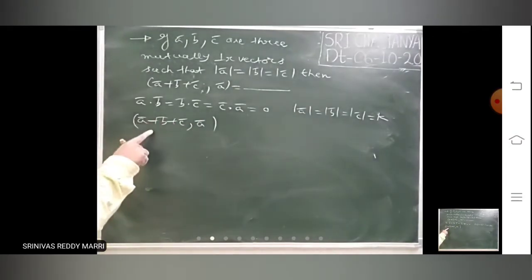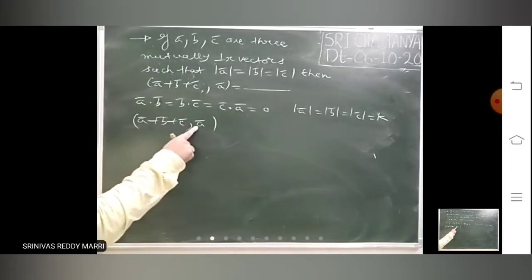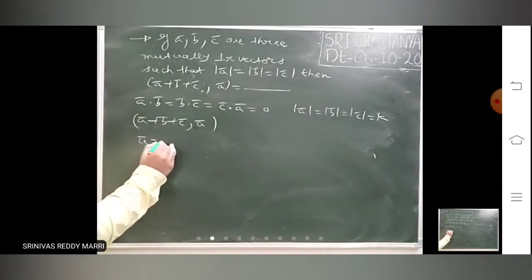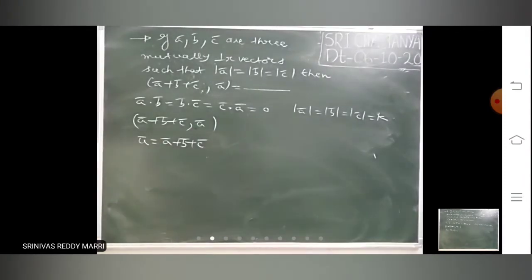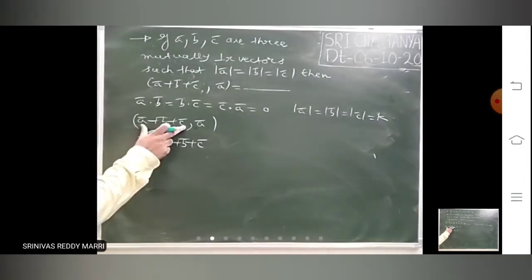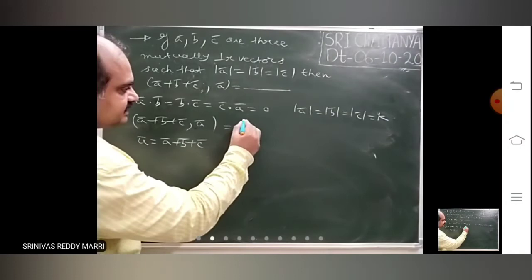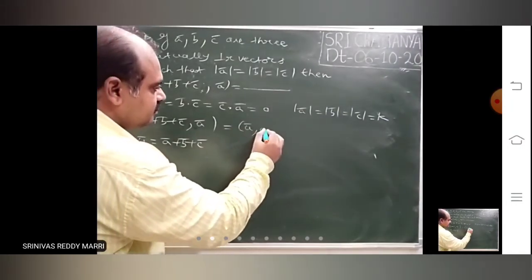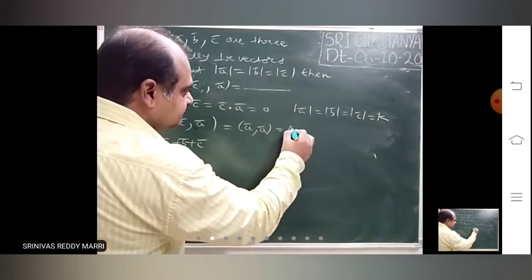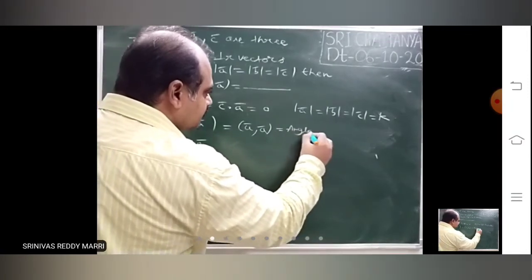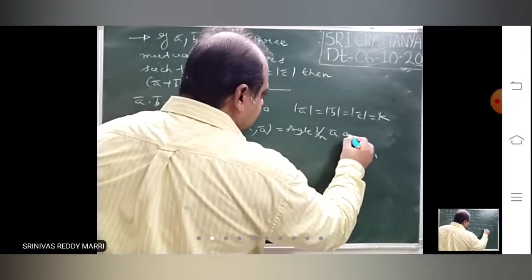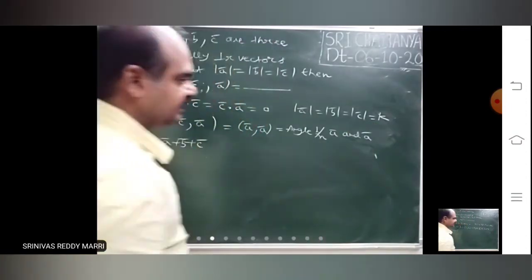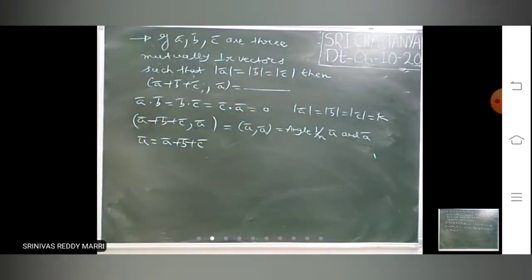Angle between, this bracket means what? Angle between this and this. For convenience, let us take this vector as u bar. That means this is nothing but the angle between u bar and a bar. That is, the bracket means the angle between u bar and a bar.